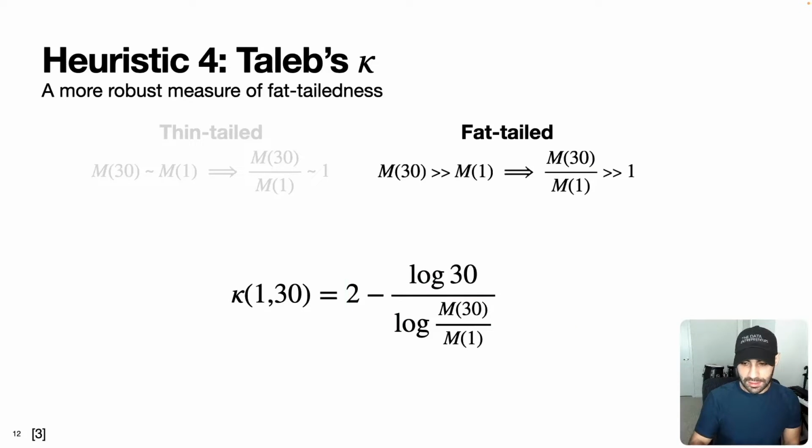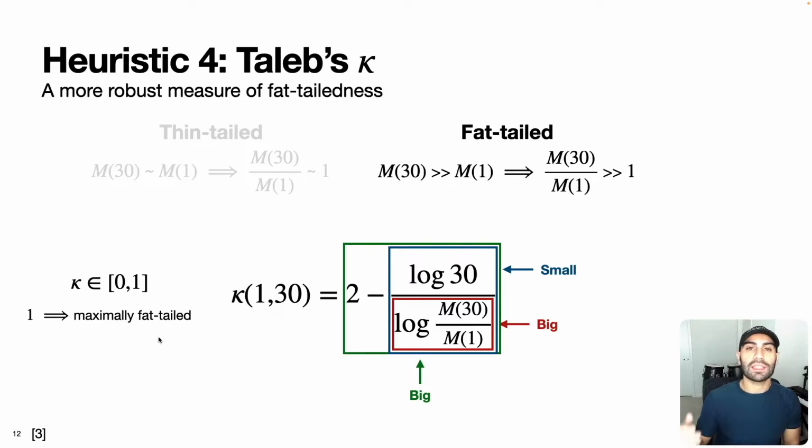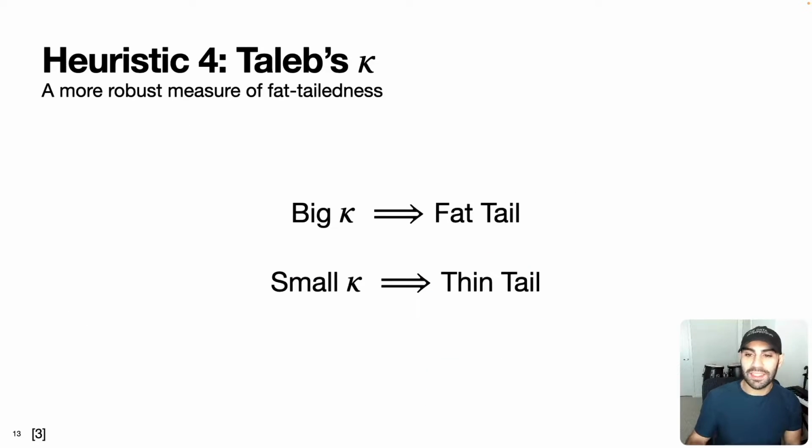However, in the fat-tailed case, we see the exact opposite. If this ratio is big, then this denominator is going to be big, making this whole term small, and then making this whole term big. That's where 1 implying maximally fat-tailed data comes from. So if this was all way more math than you were hoping for, here's the key takeaway: big kappa implies a fat tail, small kappa implies a thin tail.